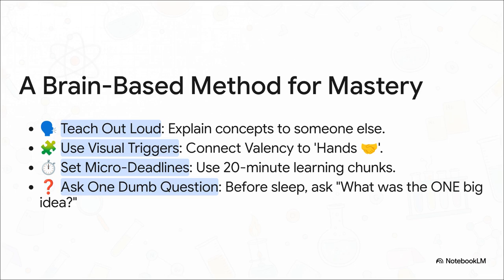Second, use those visual triggers we talked about. When you think valency, picture those hands. When you think formula, picture the crisscross X. It helps. Third, don't study for hours. Do short 20-minute bursts. It's way more effective. And last, right before you go to sleep, ask yourself, what was the one big idea today? Forcing your brain to summarize like that helps lock it into long-term memory.